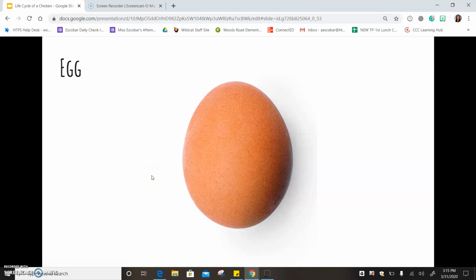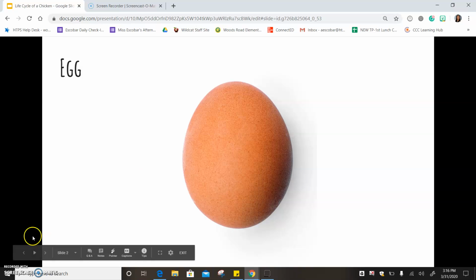So the first part of the life cycle is an egg. Pretty simple. A hen lays an egg, and that egg is the first part of the life cycle. And that is where a chick is inside. It starts developing in the egg, and it grows the beak and eyes and legs. And so that is the first part of the life cycle.